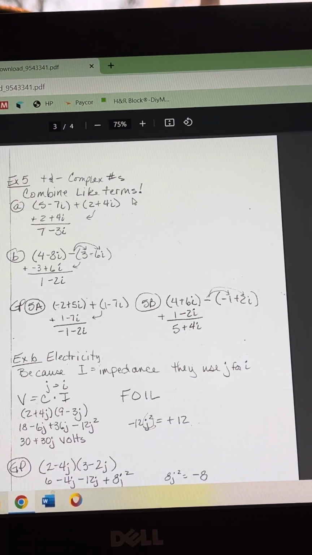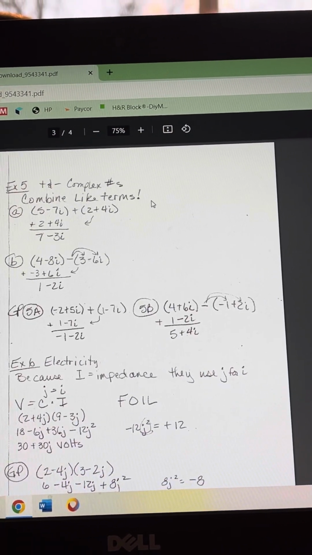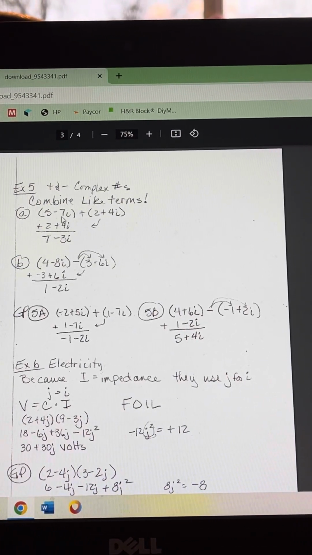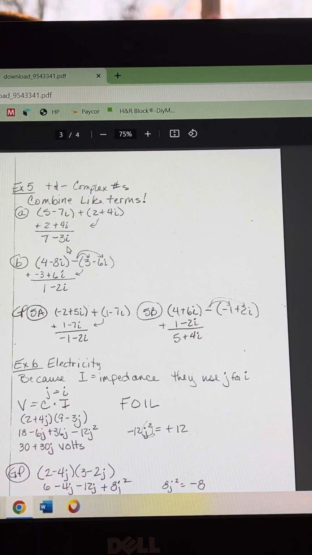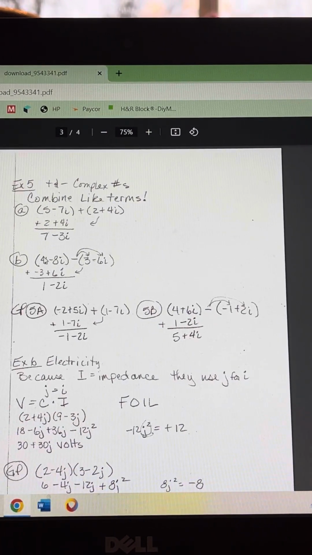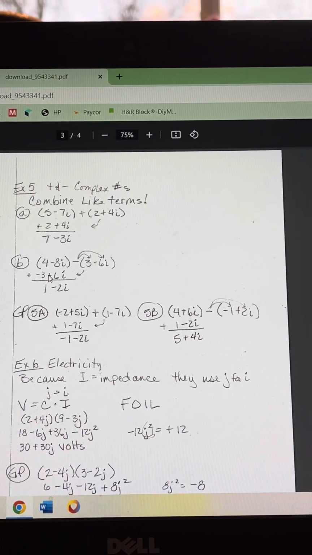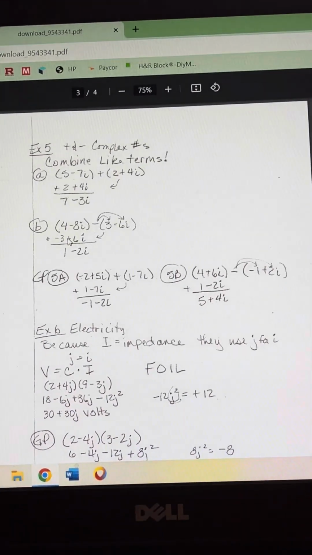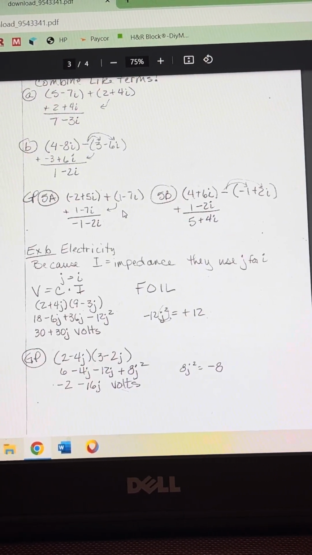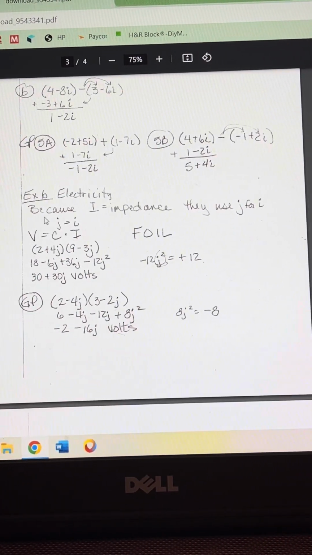Adding and subtracting complex numbers, that's just combining like terms. I tend to do vertical. 5 plus 2 is 7. Negative 7i plus 4i is negative 3i. Distribute the negative and then line up my like terms. Okay, that's just how I do it. Those I think are pretty doable.